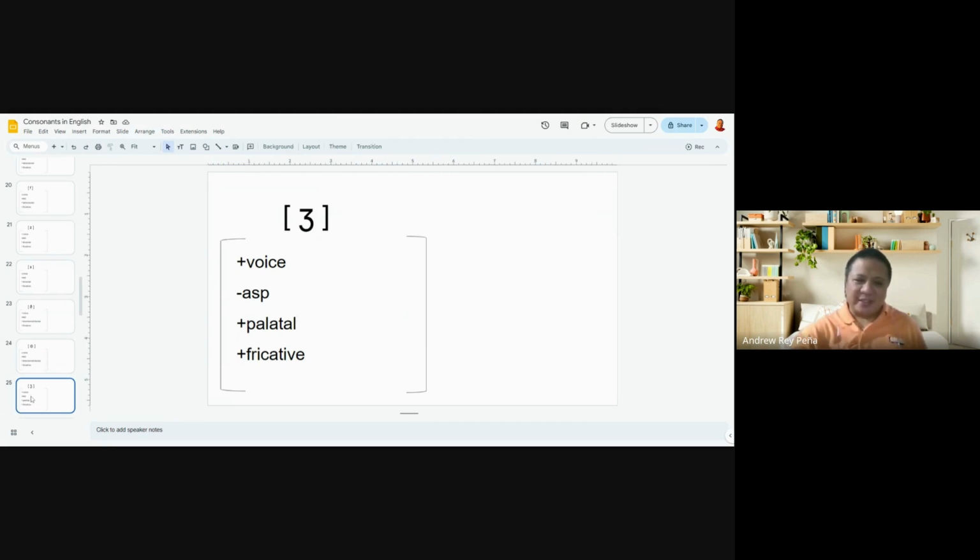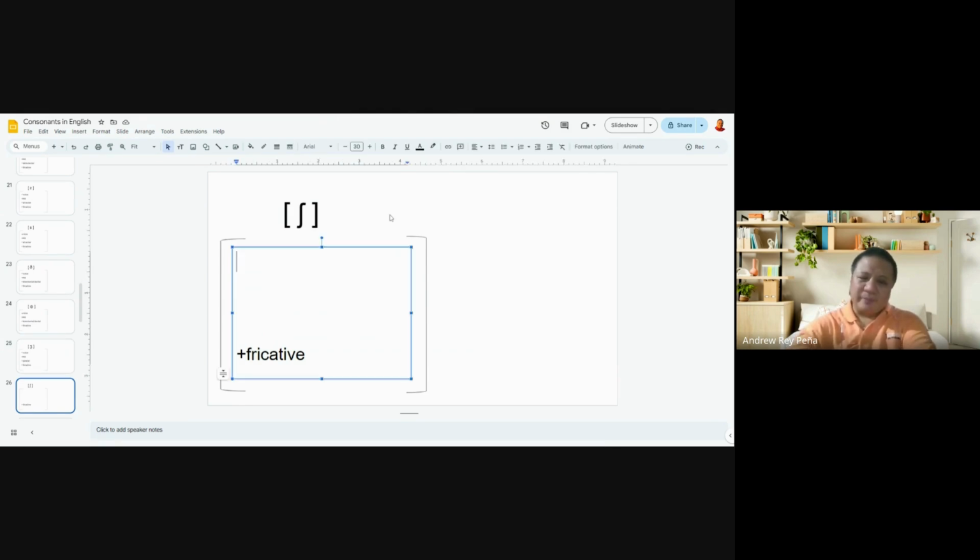It has a voiceless equivalent in English, which is the sh. It's found in words like shell, shawl, shoe. Okay? So this one is voiceless, unaspirated, and it is palatal. So the sh is voiceless, unaspirated, palatal, fricative.